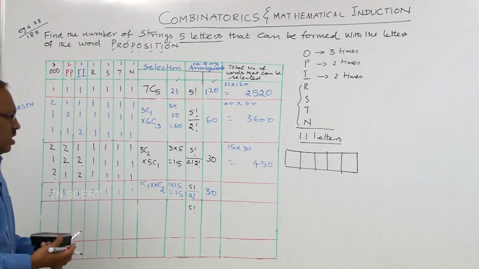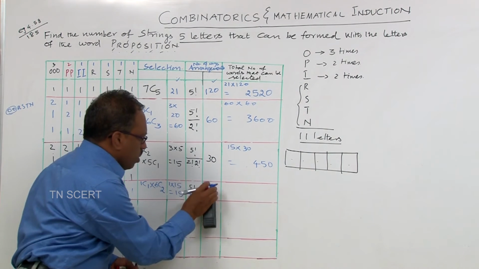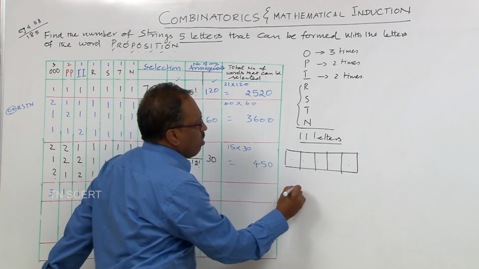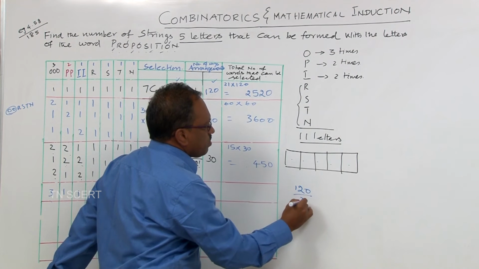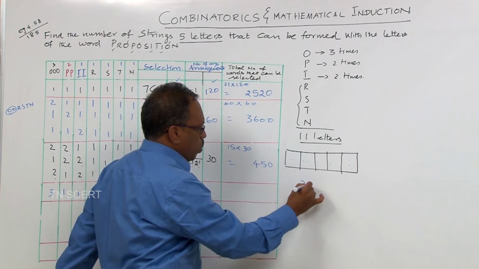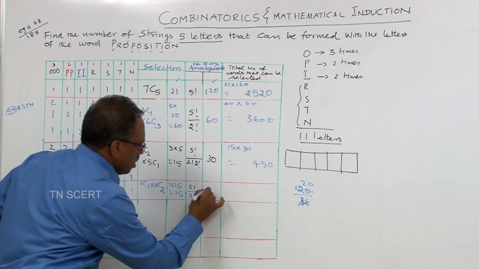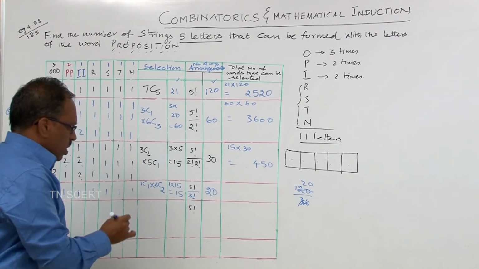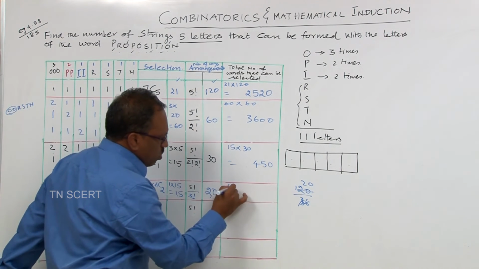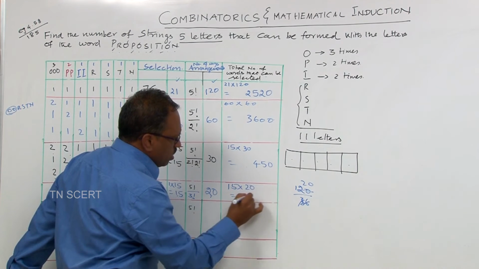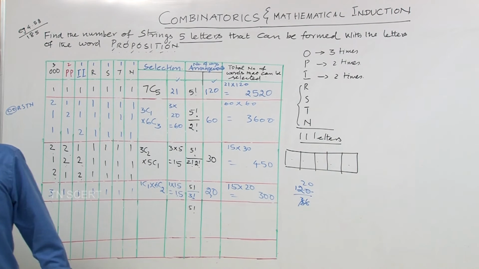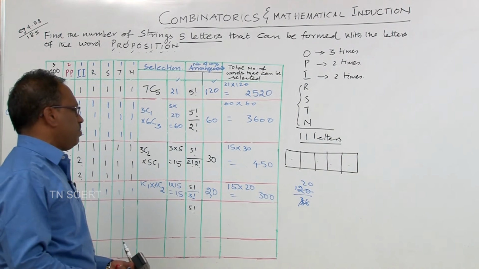So here it is nothing but 5 factorial by 3 factorial. 5 factorial is 120, divided by 3 factorial, which is 6. So it is nothing but 20 here. So for this one it is 15 and for this one it is 20. So 15 into 20, which is 300. Remember that this is the way the numbers are repeated here.